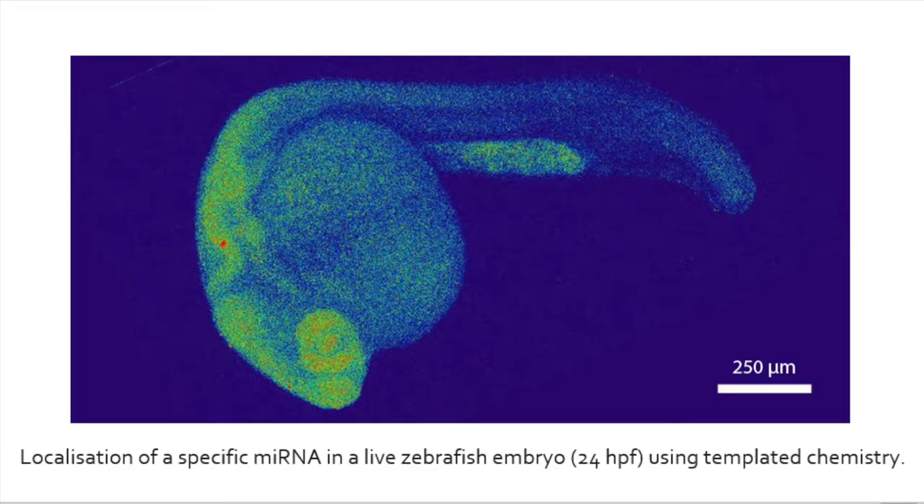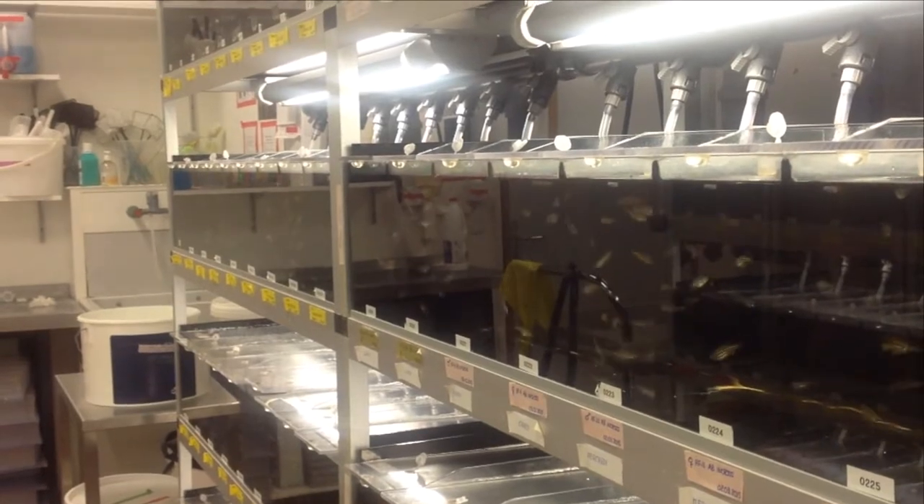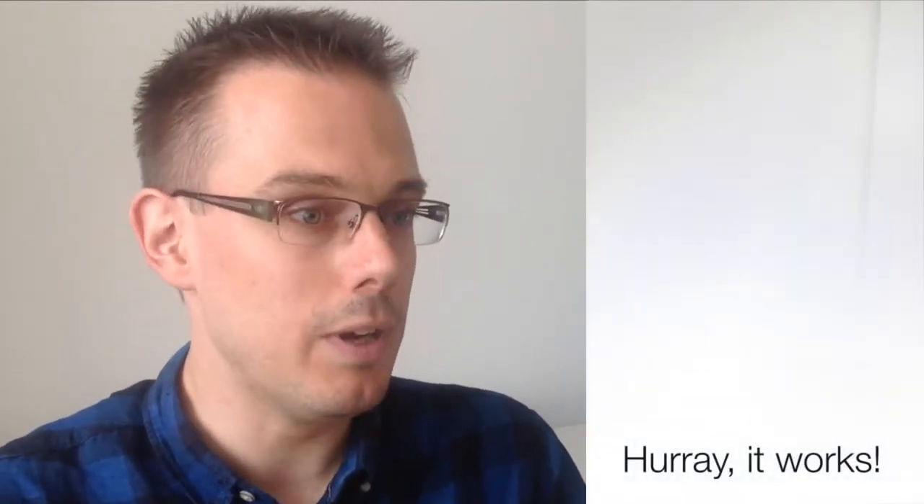And we could see fluorescence in very specific locations, exactly as we expected from the patterns that were known previously. Of course, we had to try several more. We tried some other microRNAs, we tried several more embryos, and all of the time it worked. So our method was really solid and it worked all the time. So we were very, very, very happy.